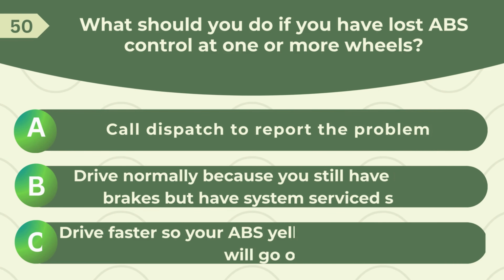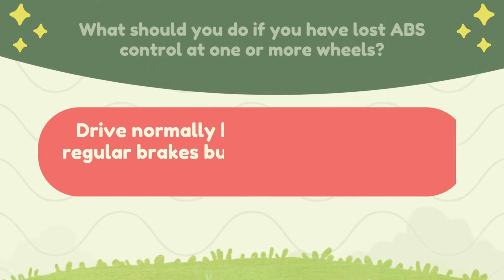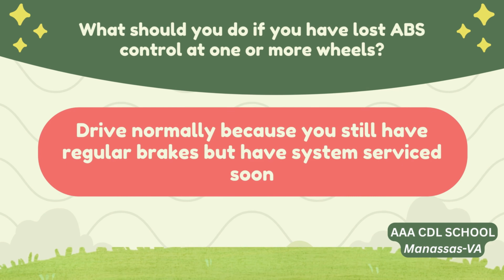What should you do if you have lost ABS control at one or more wheels? A. Call dispatch to report the problem. B. Drive normally because you still have regular brakes, but have system service soon. C. Drive faster so your ABS yellow malfunction lamp will go out. Correct answer: drive normally because you still have regular brakes, but have system service soon.